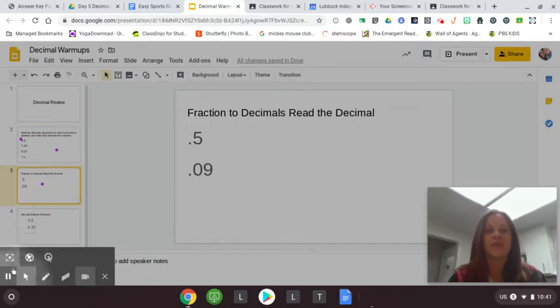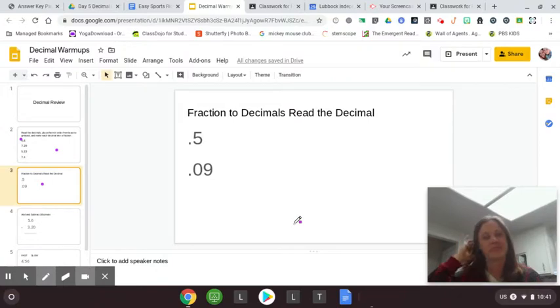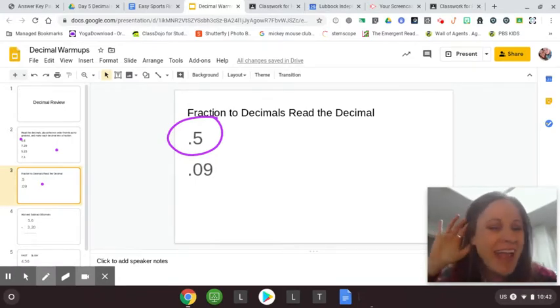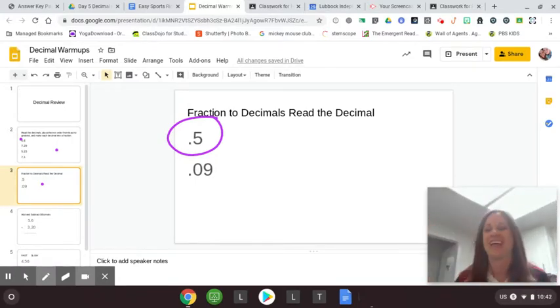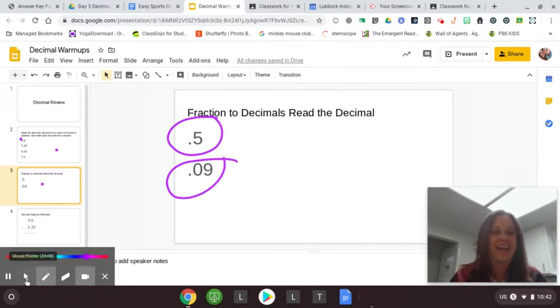Okay, we're going to look at fractions and read them. Super easy. Read this top one for me. Wait, I can't hear you. Oh, okay, 5 tenths. Good job. You got to get a little bit louder so I can hear you through the camera. Read this next one. What? Oh, yeah. 9 hundredths, not 0.5 or 0.9. Read it the right way, okay? All right, let's go to the next one.